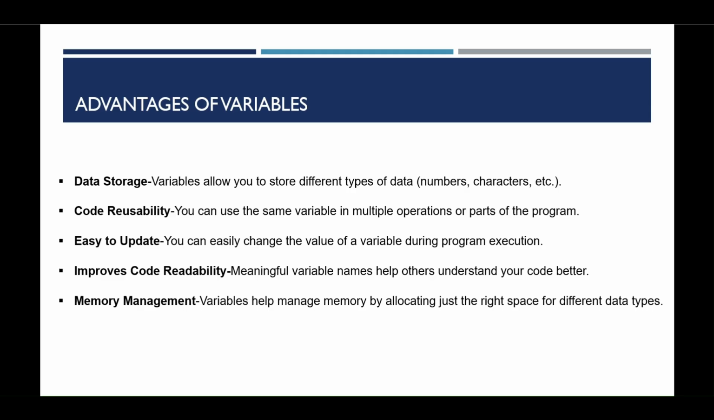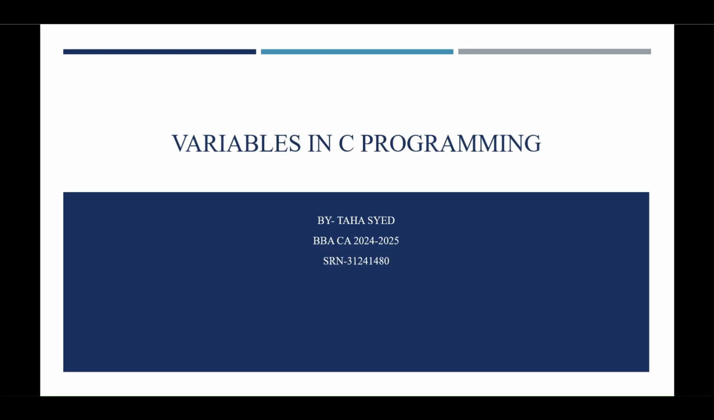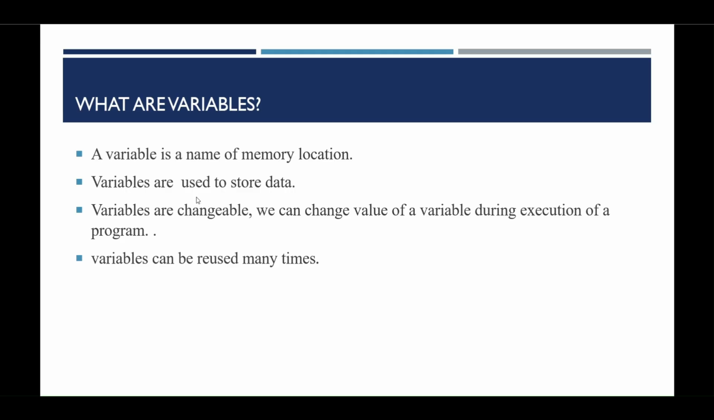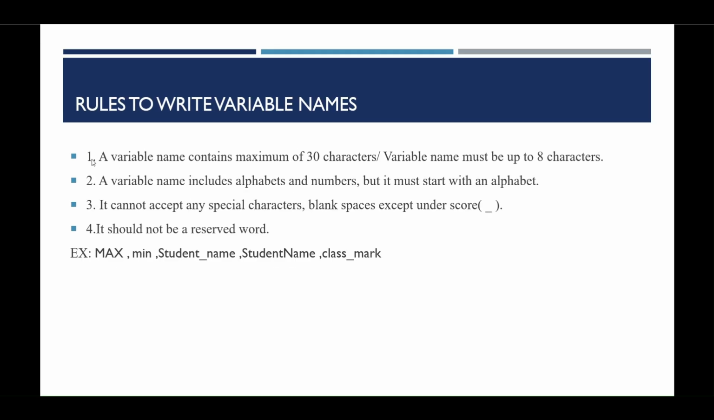Now we are going to summarize this video. You have gained a lot of knowledge from this video. I hope you all are clear with the concept of variables, declaration of variables, rules to write variables, assigning values to variables, types of variables, and advantages. It is very simple when you understand it with examples. You just have to keep these certain rules in mind while you're writing a variable.